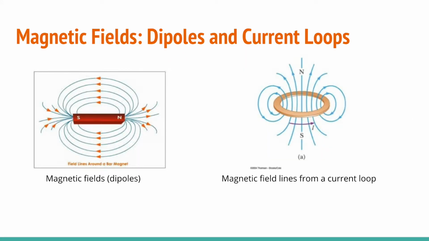Magnetic fields, dipoles, and current loops. A bar magnet has two poles, north and south, and is a magnetic dipole. So basically there are two opposing charges separated by a distance, and they point from the north to south pole. Static charges generate electric fields, and moving charges generate magnetic fields. Magnetic field lines from a current loop: these magnetic fields are created by moving charges, electrons spinning, and a current flowing.